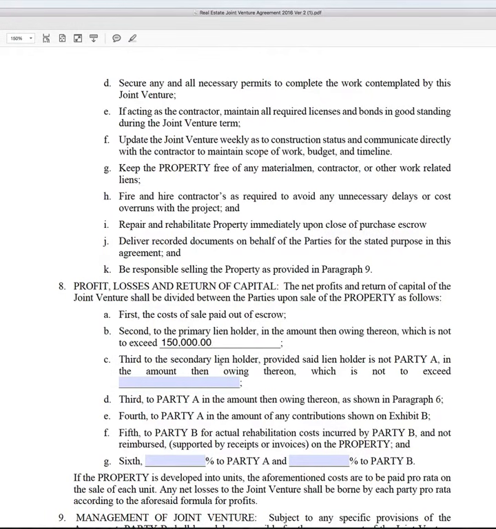Third, to the second lien holder, provided said lien holder is not party A, and the amount then owing thereon, which is not to exceed, let's say $20,000 or $30,000. So you'd only fill in this clause if there's a second lien holder in front of you if you're party A. So in this case, maybe you have private money, hard money, then gap funding on the deal. So then you'd want to put in the amount here if there's another lien holder on the property that stood in front of party A. If not, just leave it blank.